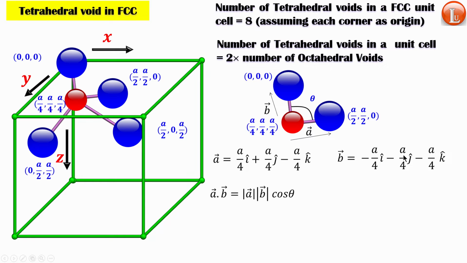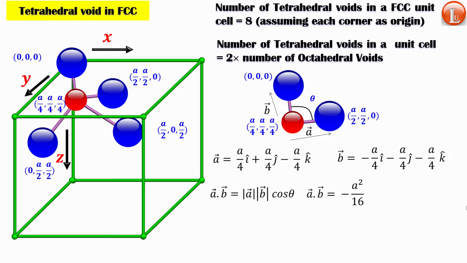This is going to be another minus a square by 16. And this is going to be plus a square by 16. So 1 plus a square by 16 and 1 minus a square by 16 will get cancelled. We'll be left with only a square by 16, negative. So A dot B is negative a square by 16.